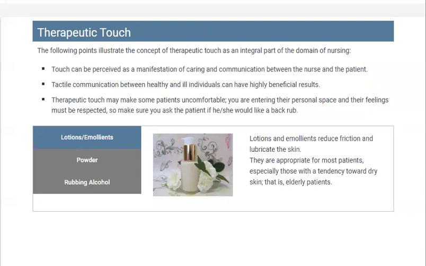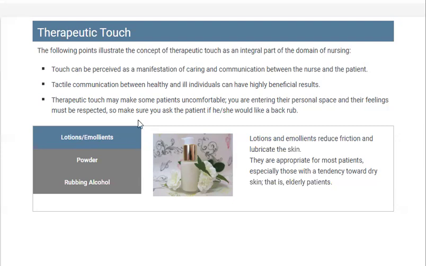Therapeutic touch. The following points illustrate the concept of therapeutic touch as an integral part of the domain of nursing. Touch can be perceived as a manifestation of caring and communication between the nurse and the patient. Tactile communication between healthy and ill individuals can have highly beneficial results. Therapeutic touch may make some patients uncomfortable. You are entering their personal space and their feelings must be respected, so make sure you ask the patient if she would like a back rub.